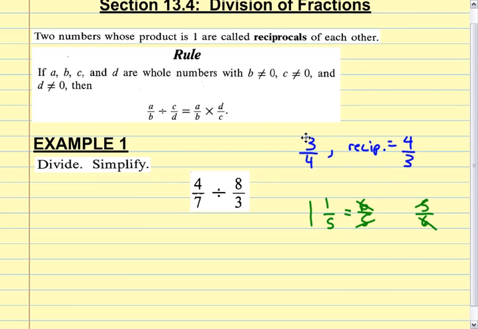Pace, do you have a question? Yes, sir. 1 and 5 over 1. Let's see, 1 and 1/5. Is it okay to just flip that one? No, it's not, Case. It's not. We've got to change it to a fraction. Okay?